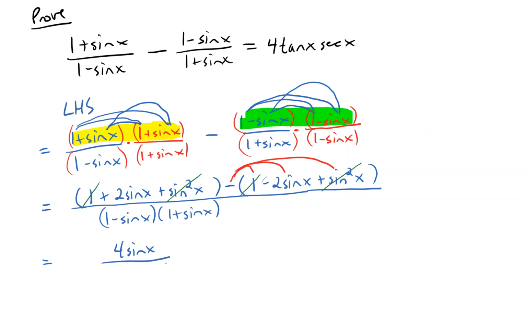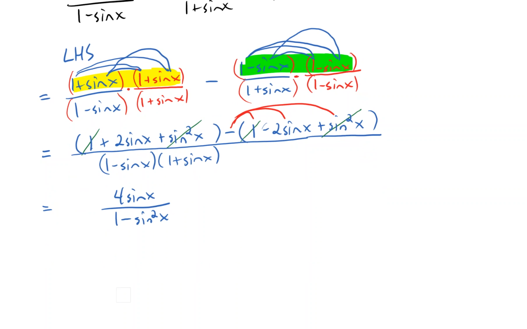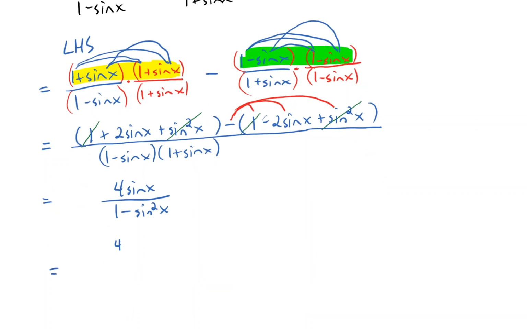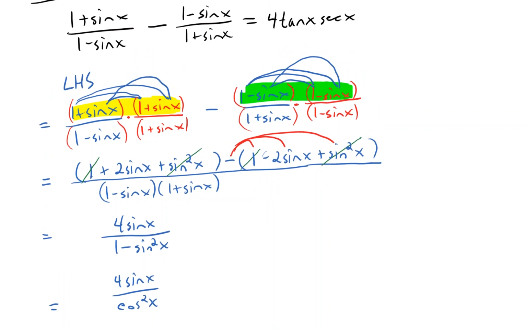That cleaned up nicely. Now the bottom, if I go ahead and multiply this out, they're conjugates of each other. So I'm just going to get 1 minus sine squared x, no middle term. And we know that 1 minus sine squared x is the same thing as cosine squared x. So we've got our left side cleaned up very nicely.